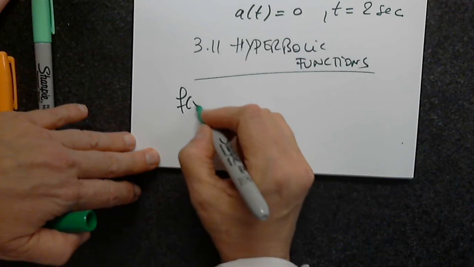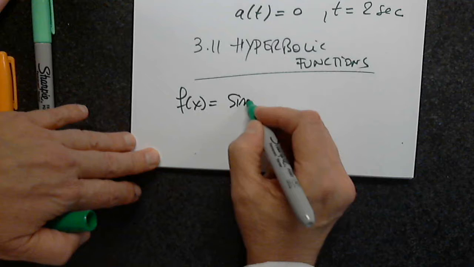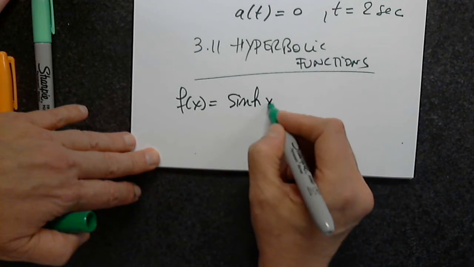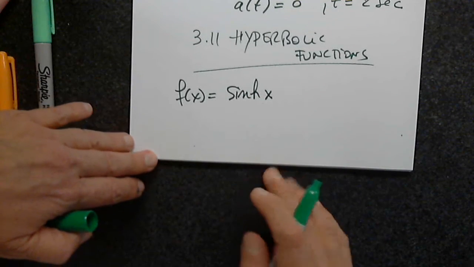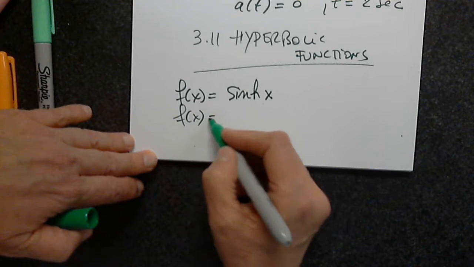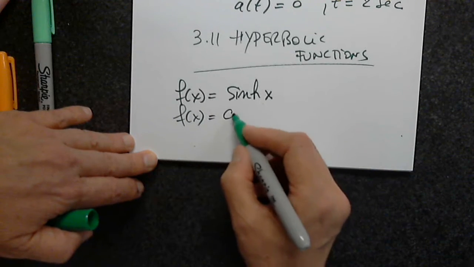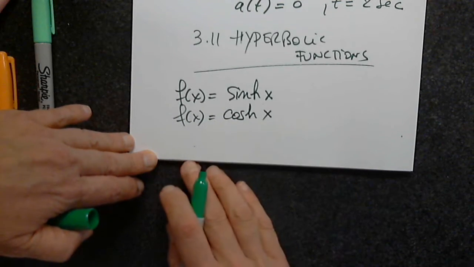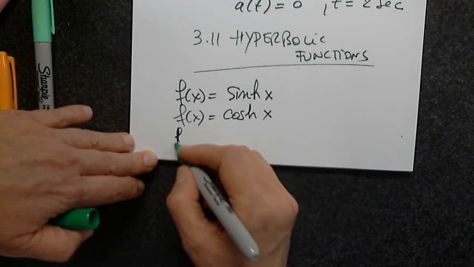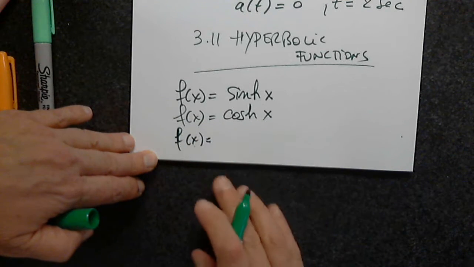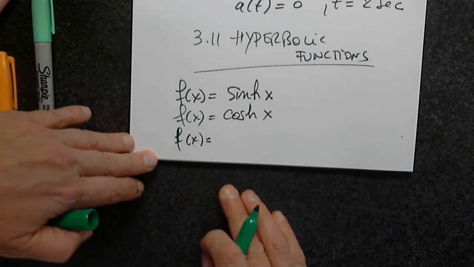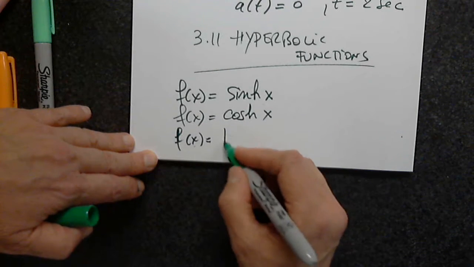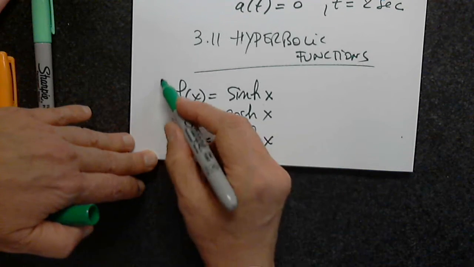So here's one. Hyperbolic sine. Here's the next one. What do you think? Right. Hyperbolic cosine. And the very last that I need, so you at least remember these 3. What do you think it's going to be? Right. That's all I want.